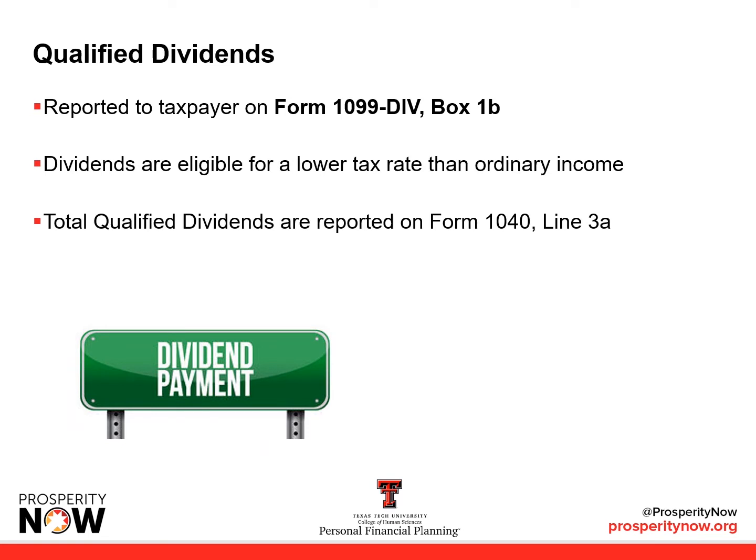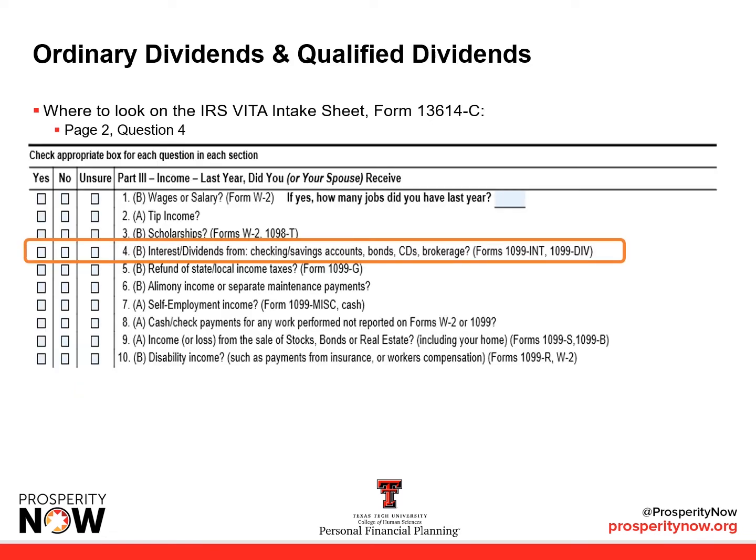Qualified dividends, on the other hand, are in box 1B of the Form 1099-DIV. Dividends are eligible for a lower tax rate than ordinary income. Qualified dividends are reported on Form 1040, line 3A. Here, you can see where to find it on the IRS VITA intake sheet.